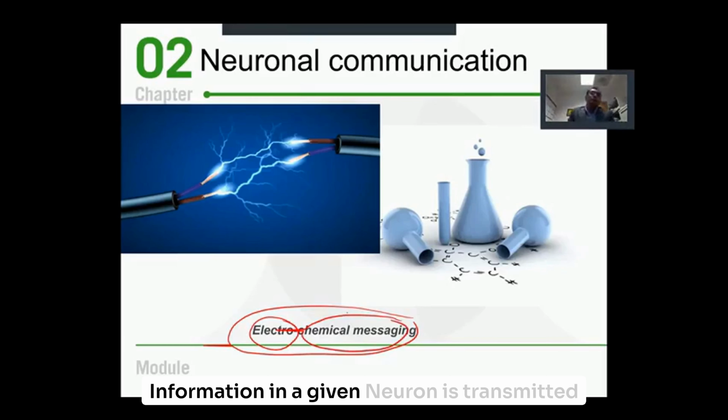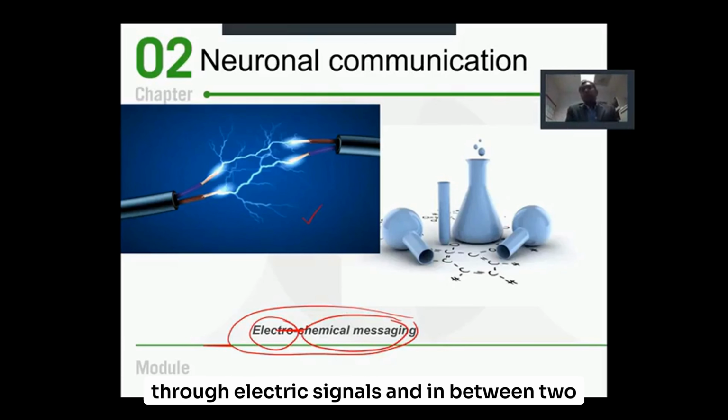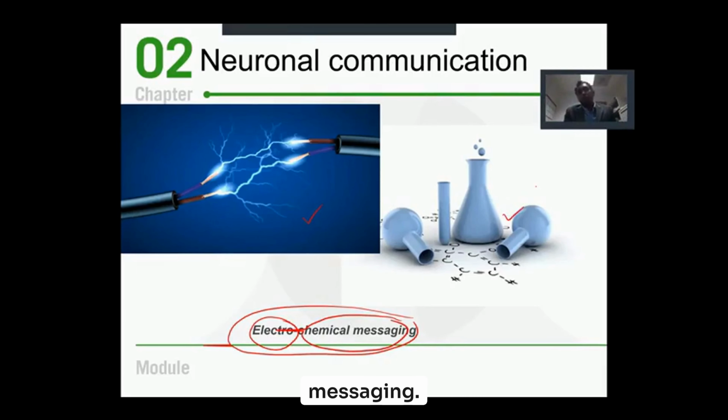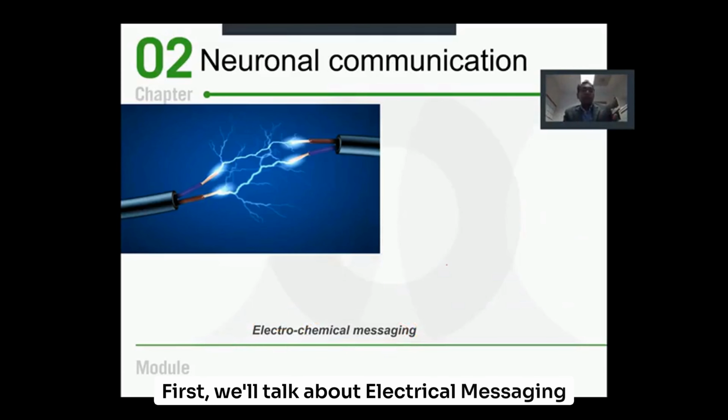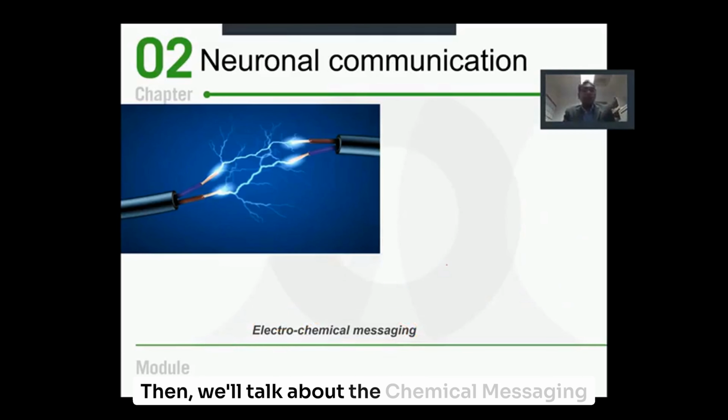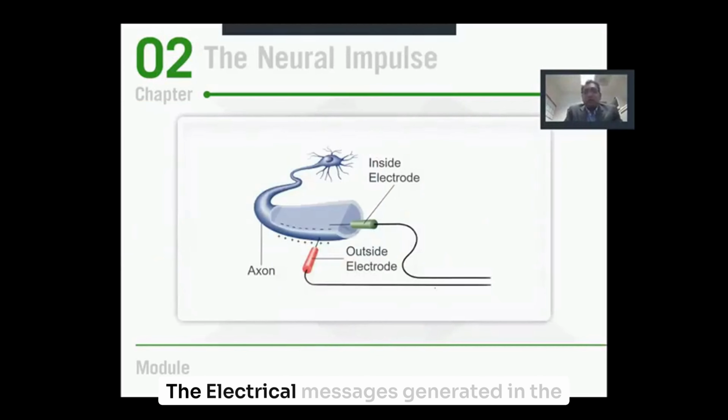Information in a given neuron is transmitted through electric signals, and in between two neurons through synapse, it is through chemical messaging. First, we'll talk about the electrical messaging system. Then we'll talk about the chemical messaging system. The electrical messages generated in the neuron are called neural impulses or action potentials.